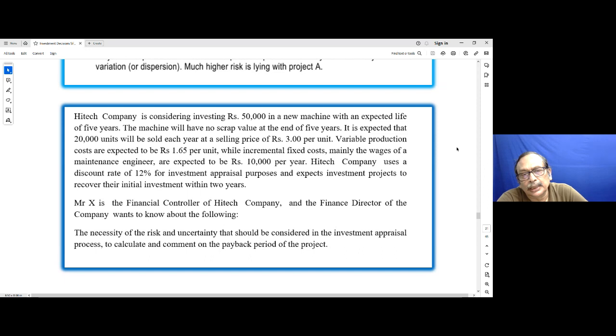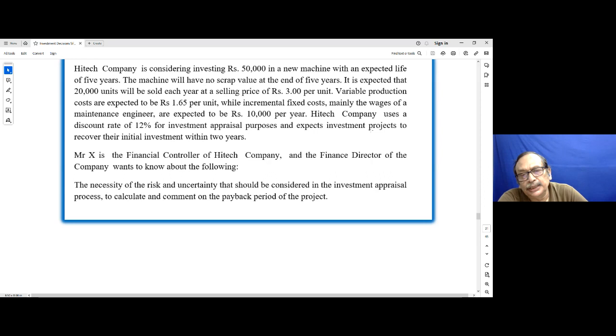Variable production cost are expected to be rupees 1.65 per unit, while incremental fixed cost, mainly the wages of a maintenance engineer, are required to be rupees 10,000 per year. High-tech company uses a discount rate of 12% for investment appraisal purposes and expects investment projects to recover their initial investment within 2 years.